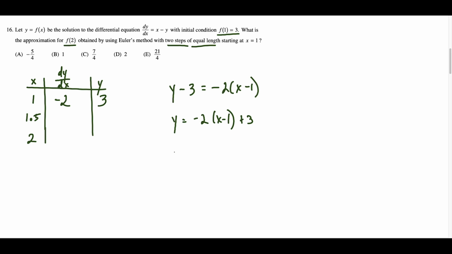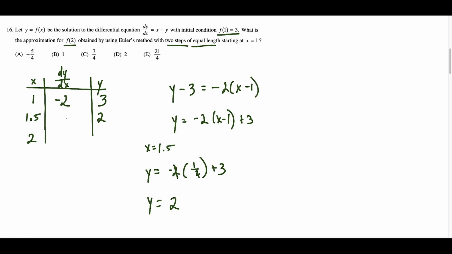So we go ahead and do that here. We're going to plug in x equals 1.5, and we're going to get y equals negative 2. And 1 1/2 minus 1 is just equal to a half. And now we've got plus 3. If we solve this out, negative 1 plus 3 is equal to positive 2. So that's what's going on here.